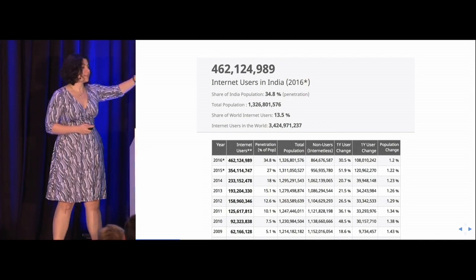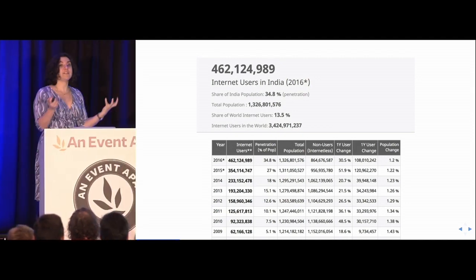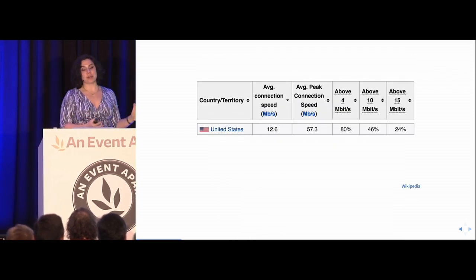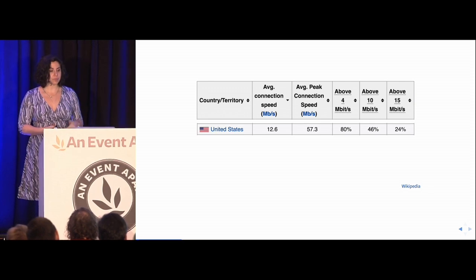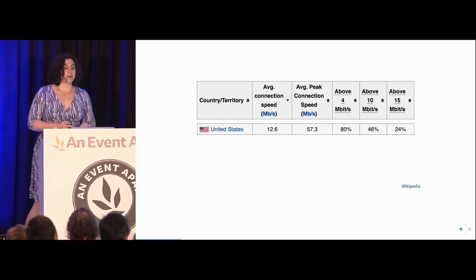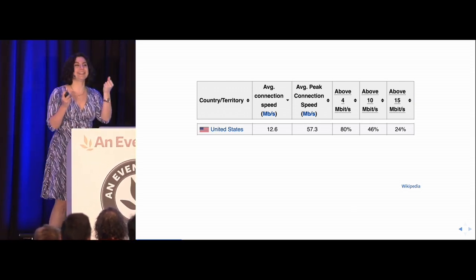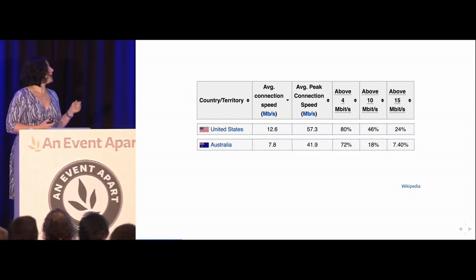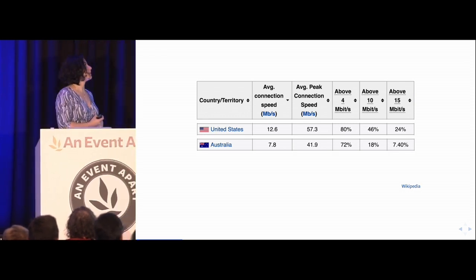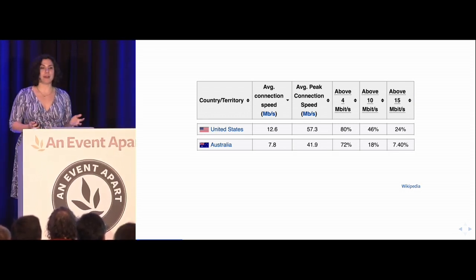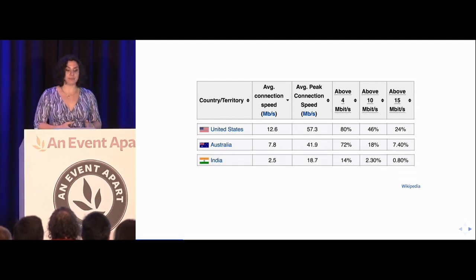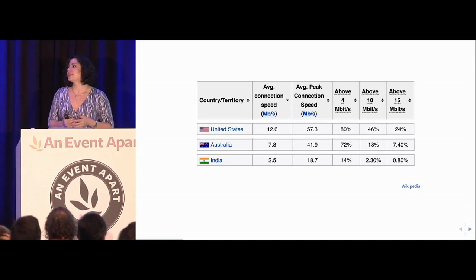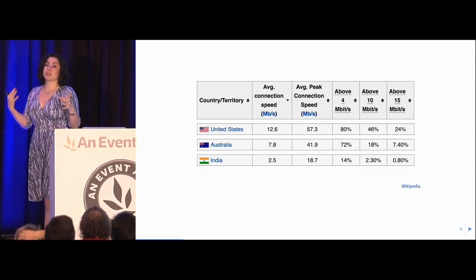When we take this and then look at web speeds, it's an even more stark picture. So here's an example of the average connection in the US, which is 12.6 megabits per second. Average peak is 57.3. A country like Australia has really poor internet, struggle there to get good Wi-Fi. Their average connection speed is 7.8 megabits per second, and their average peak is 41.9. But then compare that to India. It's 2.5 megabits per second. Their average peak connection is 18.7. And this country has more than double the users that we do.